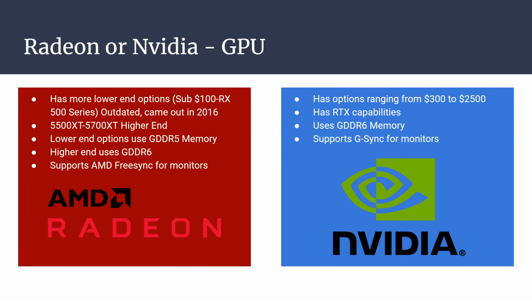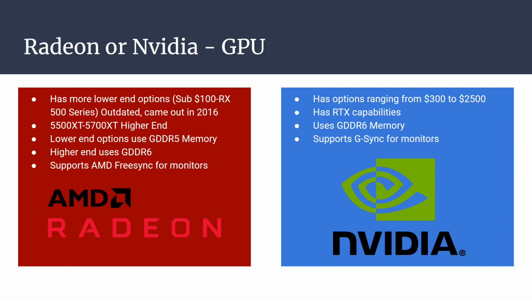Then on the higher end in AMD, we have the 5500 XT to the 5700 XT. These are newer, but they still use the same Polaris architecture, which came out in 2016. So, are they new? Kind of. Are they faster? Yeah, for sure. But AMD can really only compete up to the $450 price point, because they don't have anything faster or more expensive than that. So anything above that, the only option is Nvidia.